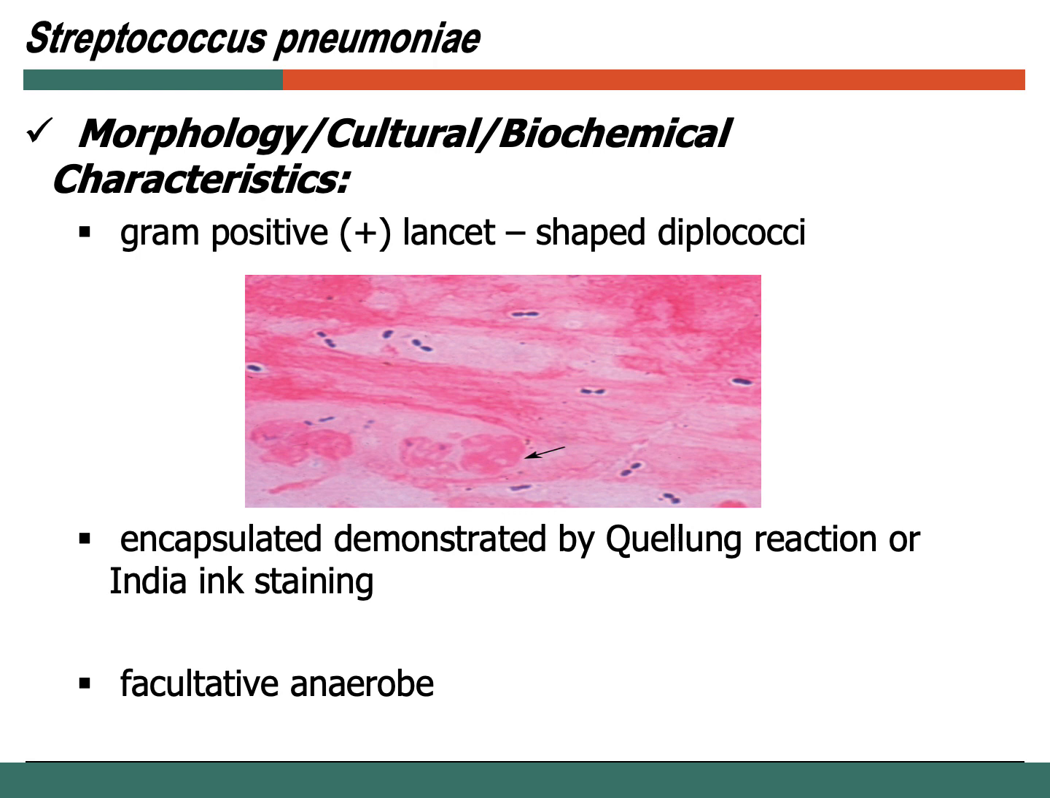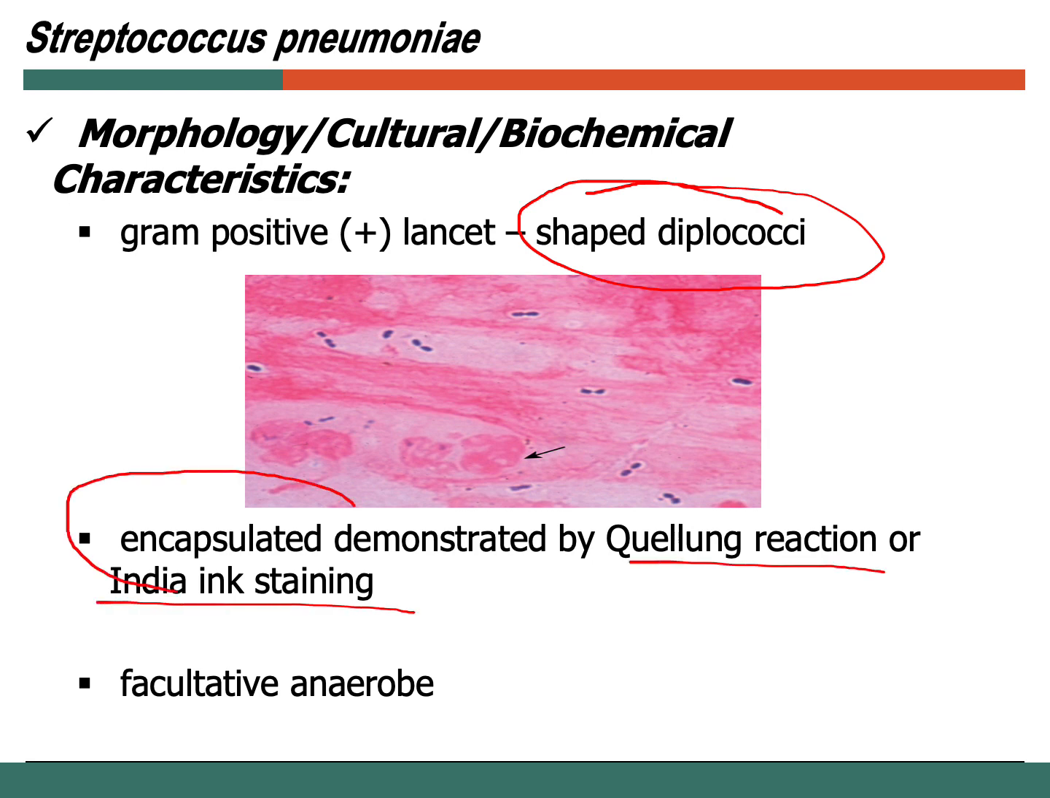Streptococcus pneumoniae characteristics or morphology: they are gram-positive, lancet-shaped diplococci. Under the Streptococcus family, these are the only ones that cannot form chains. They are usually in pairs. That is why the old name of Streptococcus pneumoniae is Diplococcus pneumoniae. These are encapsulated, demonstrated by the Quellung reaction or India ink staining. The capsule is the major virulence factor of Streptococcus pneumoniae.